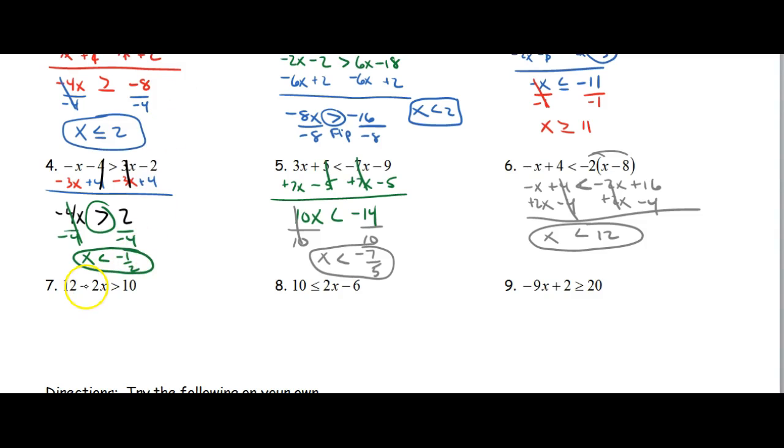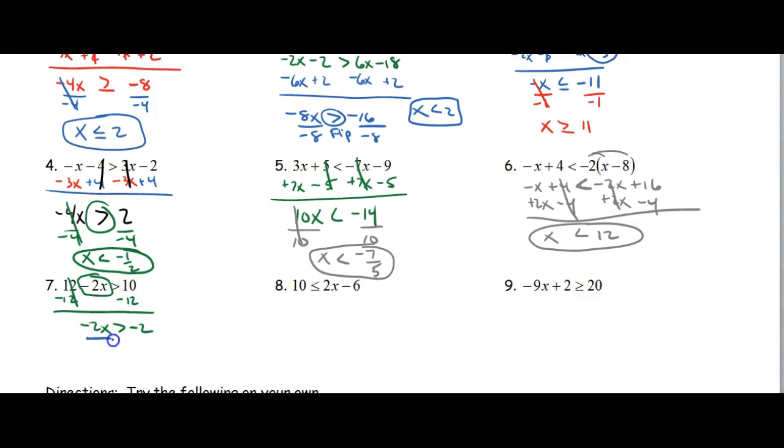Again, I already have my variables on the left, which means I have to get rid of 12 first. Since 12 is positive, I have to subtract it. Remember, 12 minus 12 gives me 0. That means I got rid of it. So negative 2x is greater than 10 minus 12, which is negative 2.